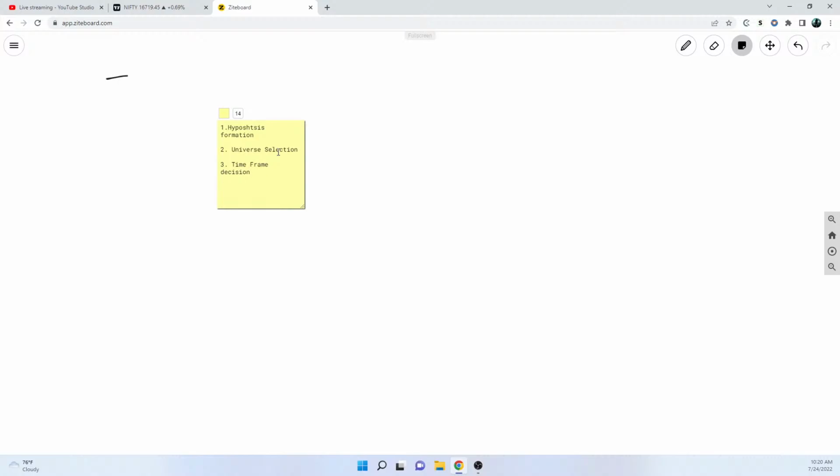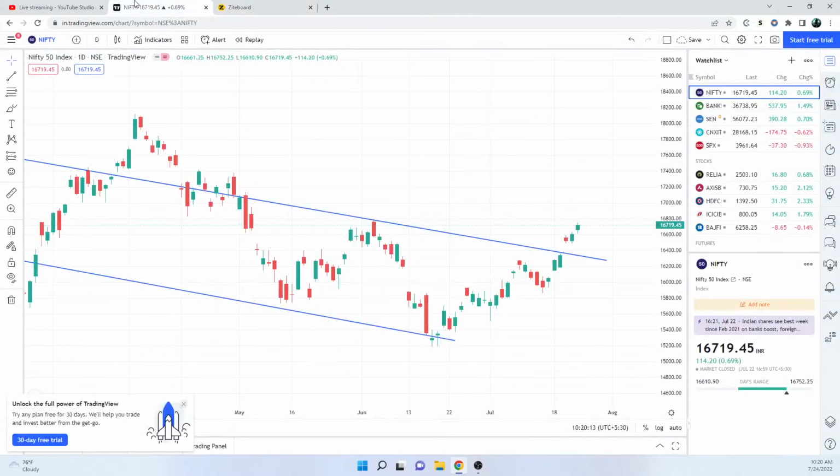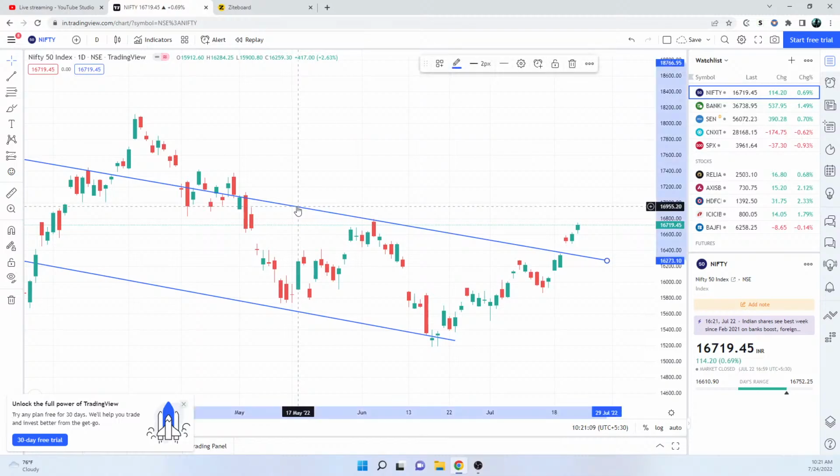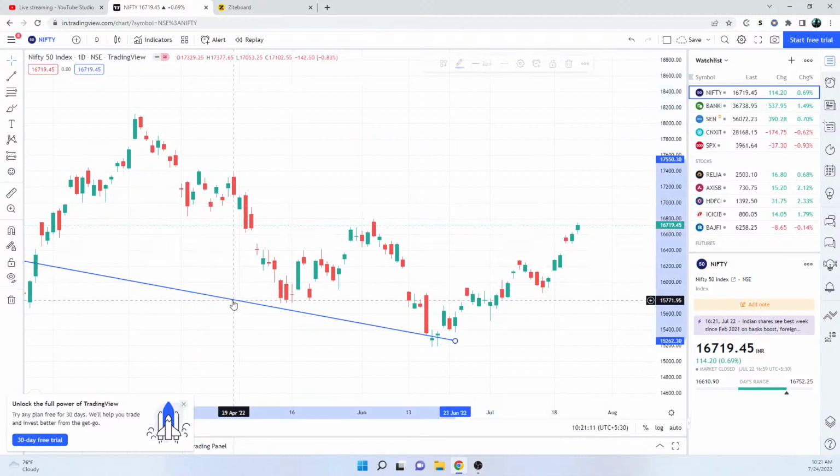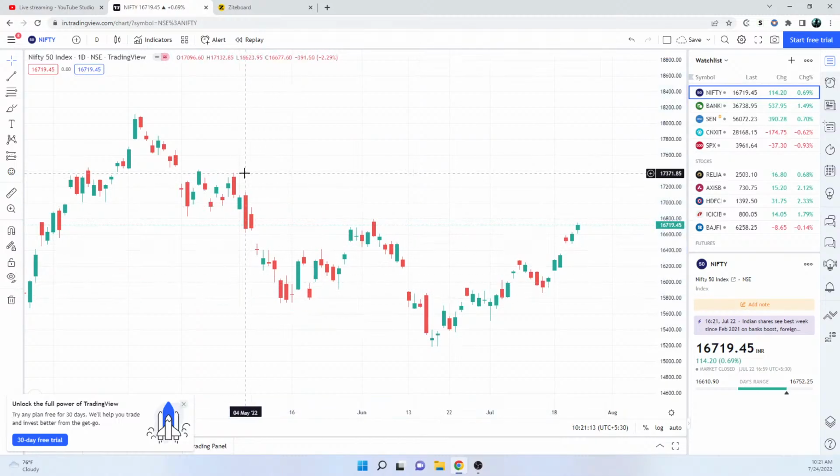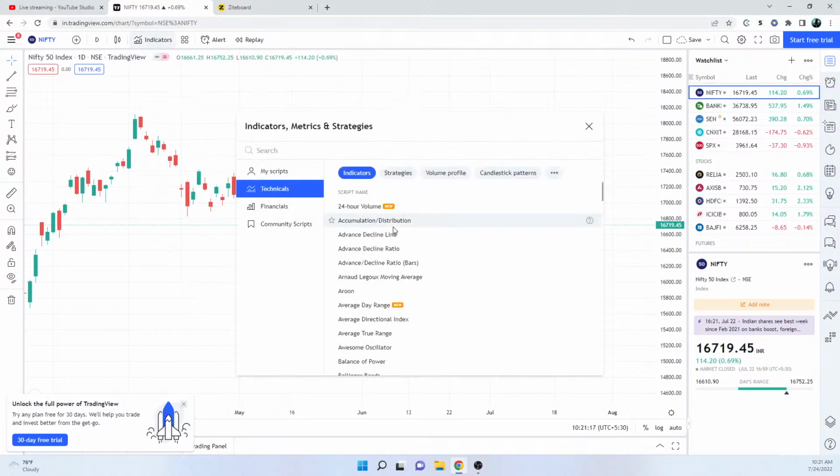Okay, we'll keep on discussing and we'll keep on adding this kind of points. Now, once we have identified these points, let's take a very simple one. So you must have known about some technical indicators. Let me add one technical indicator.